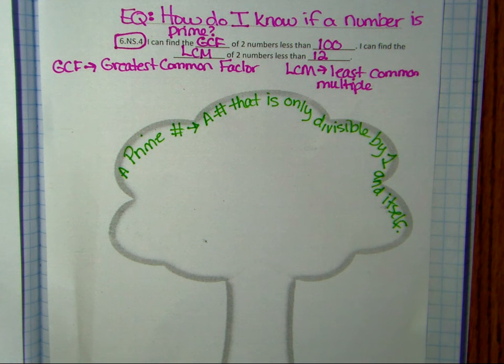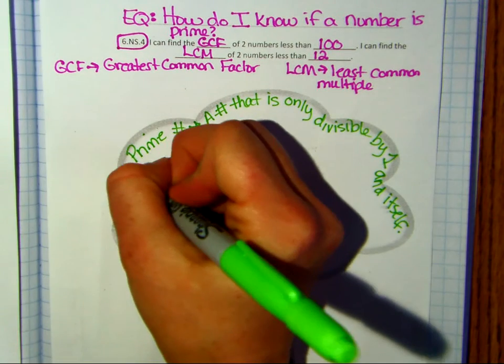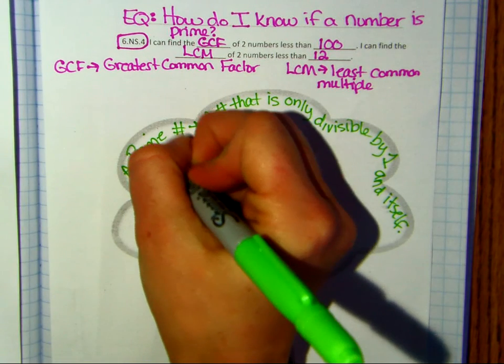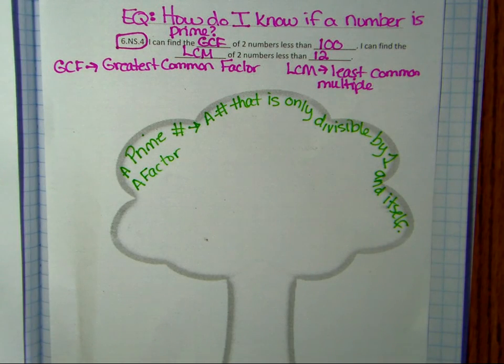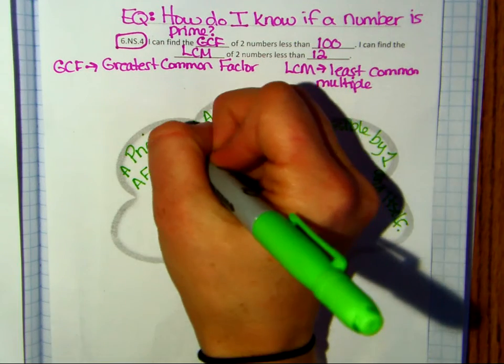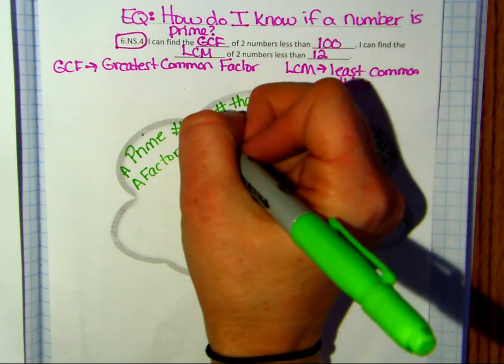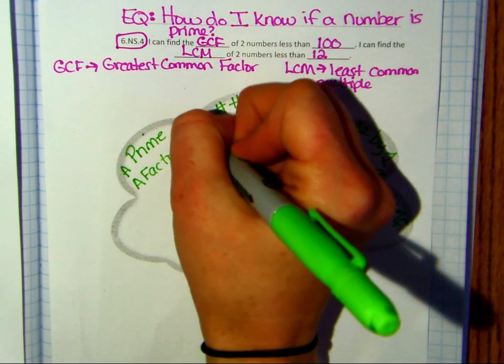A factor is another term that we need to know. A factor, what is a factor? Who can tell me what is a factor? Noah, please stand. A factor is like the numbers that can go into another number? Correct. So the factors are the numbers that are multiplied together to get an answer product.